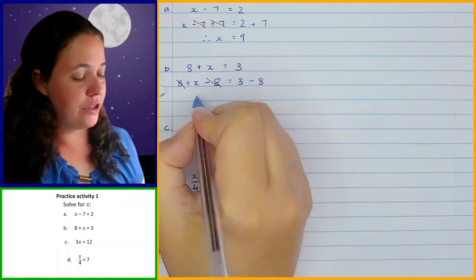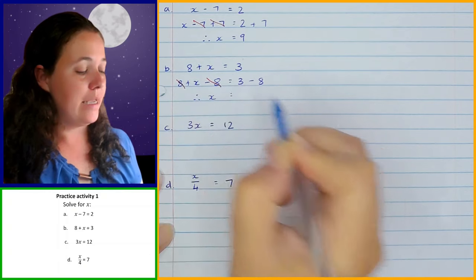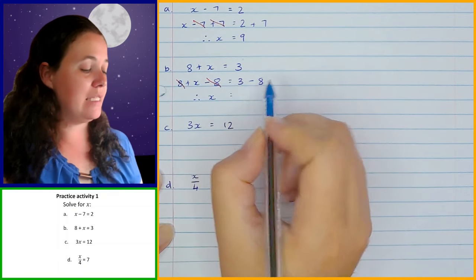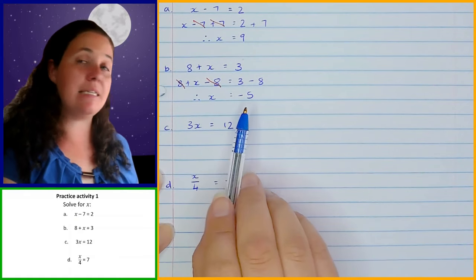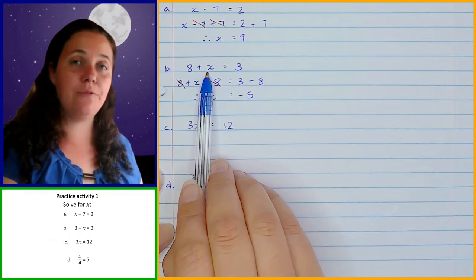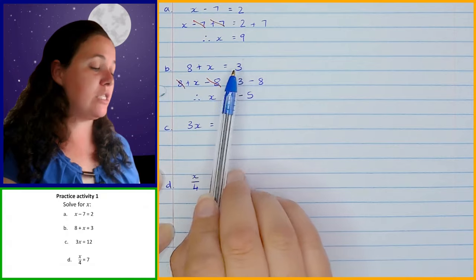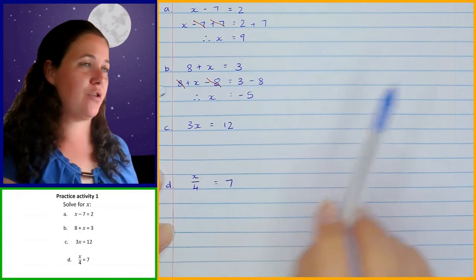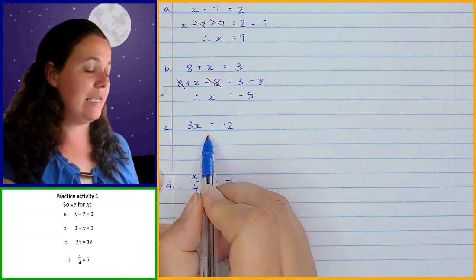And that leaves me with just x, which was the reason we were doing that. I wanted to get x on its own equal to 3 minus 8, which is negative 5. So now let's check. If x is negative 5, then that means I have 8 plus negative 5, which is the same as 8 minus 5, which gives me 3, which is the same as what I've got over here. So that is correct. Okay, then question C, I've got 3x equals 12.